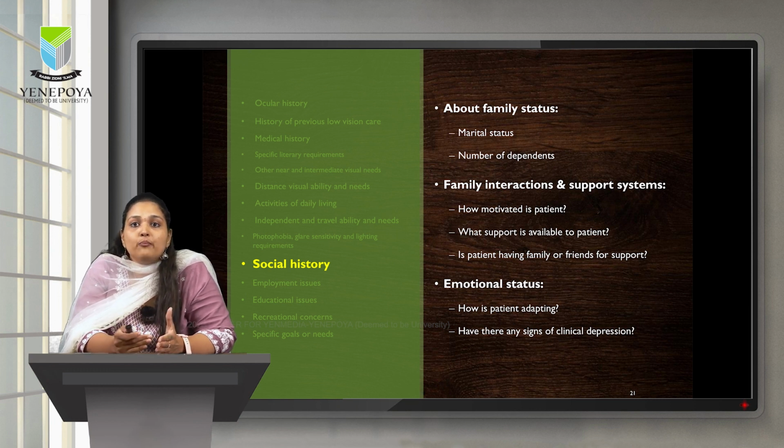Emotional status, how the patient is adapting to the condition. Emotionally he is in depression, or he is ready for a low vision device and to go ahead with his life. If he has any signs of clinical depression, we have to refer him to a psychiatrist or a clinical psychologist for sessions for the depression as well.